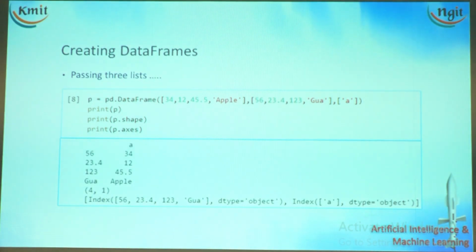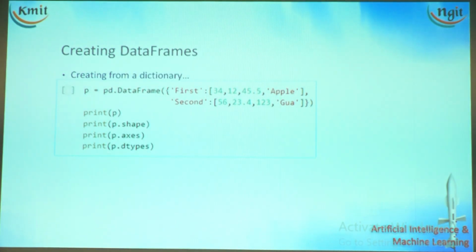What new thing are you observing in the output? You have to tell me. We are getting a row index and a column index, and what else? Column name. Okay? That was very important for us when you are creating a data frame.